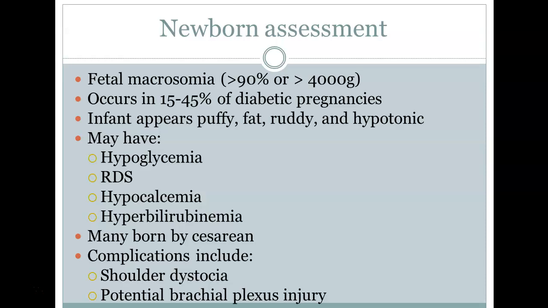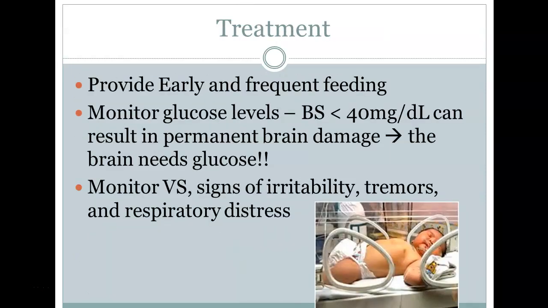And many need to be born via cesarean section because they just simply cannot fit through the birth canal. And if they do try a vaginal delivery, we also have complications with shoulder dystocia and potential brachial plexus injury. The treatment is to provide early and frequent feedings. We want to monitor glucose levels.